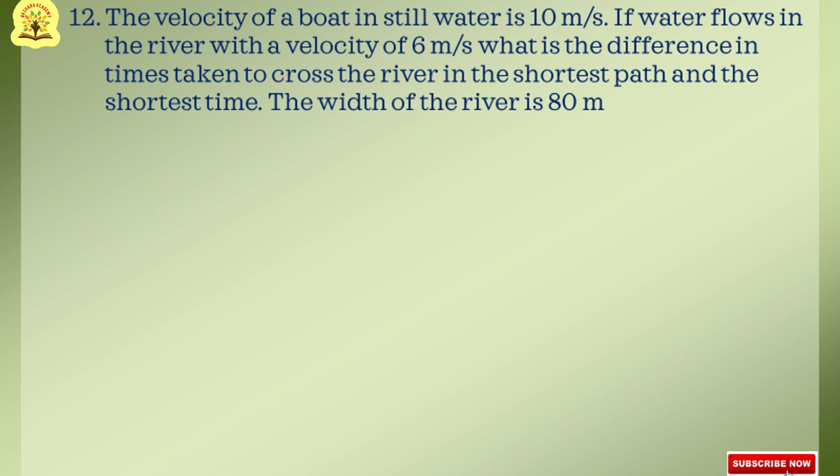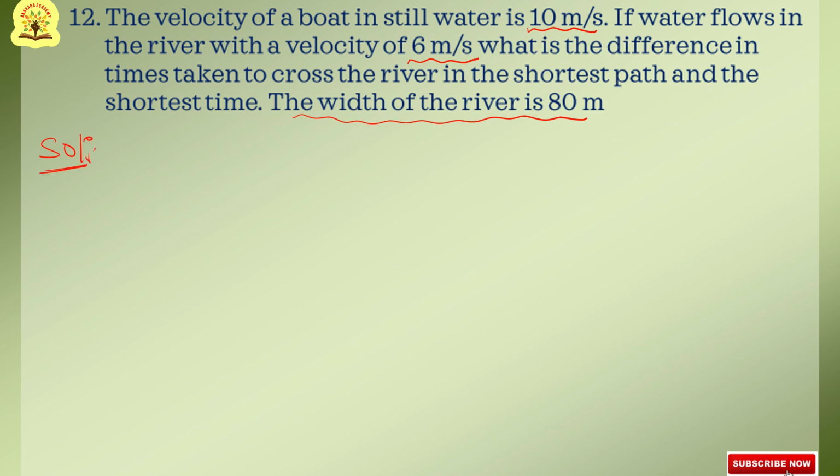The velocity of a boat in still water is 10 meters per second. If water flows in the river with a velocity of 6 meters per second, what is the difference in times taken to cross the river in the shortest path and shortest time? The width of the river is given as 80 meters. Now let us go to the solution.